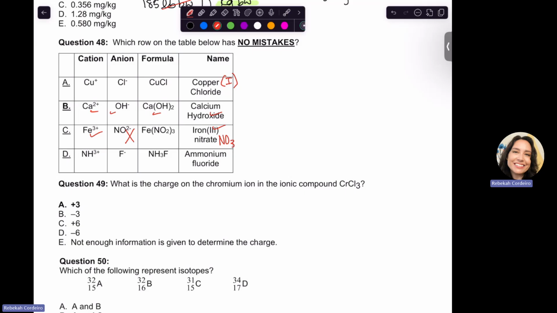Nitrate is NO3 minus, not NO2, and definitely not NO2 minus. Ammonium does not have a charge of +3. Ammonium is NH4 plus. So that one's not correct.